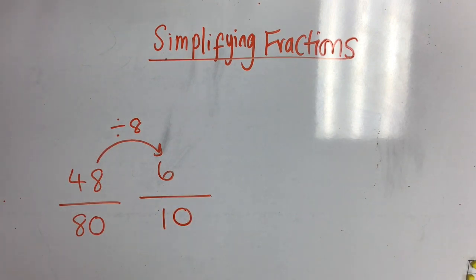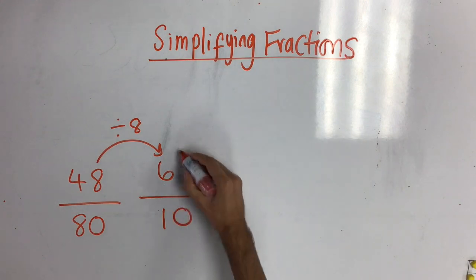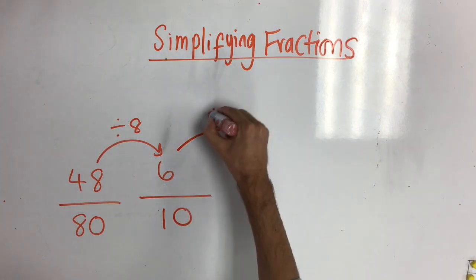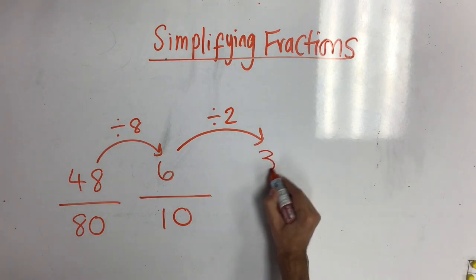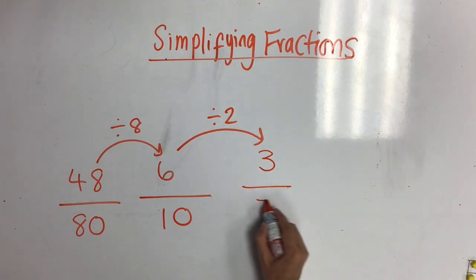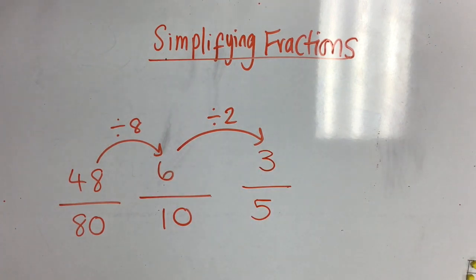What times table could we use next? Have a think about which times tables 6 and 10 are inside. Remember, it needs to be the same one. I'm going to go with the 2 times table. 6 divided by 2 is 3, and 10 divided by 2 is 5. So 48/80 reduced to its simplest form is 3/5.